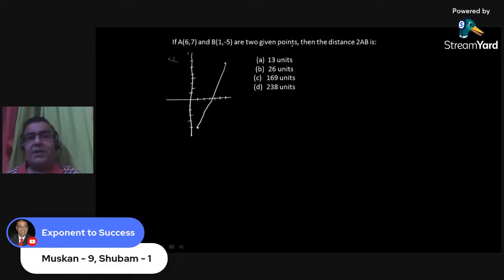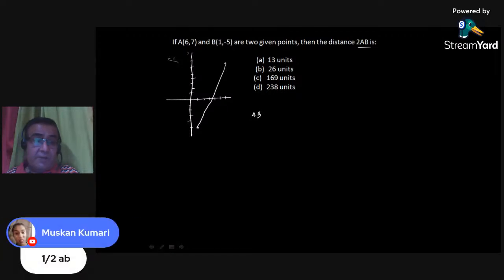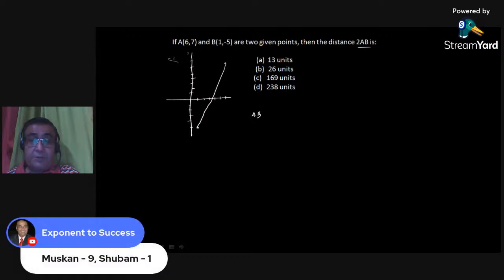So we have to find the distance 2AB. We can't figure out the distance from making the diagram. So we will have to find the distance AB and then find the distance 2AB. Muskan, half AB, too late. Sorry, you are late. We won't give any point for that. Solve this one. Give me the correct answer before I solve it. What is the distance 2AB? Sorry. So we'll find out AB first.